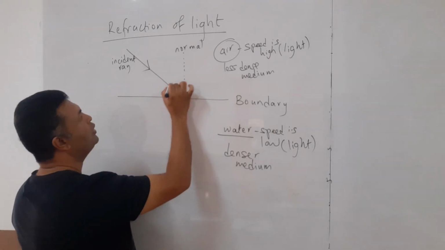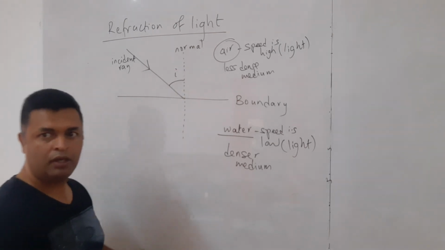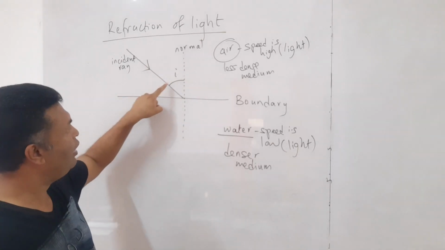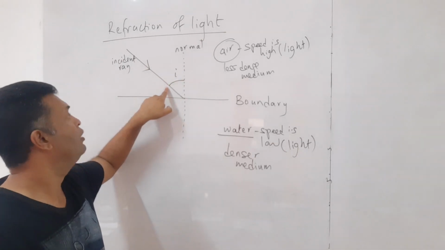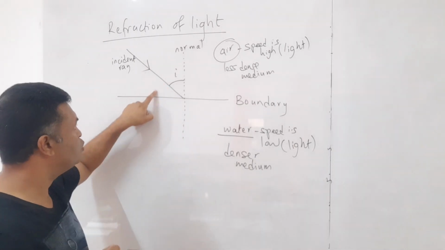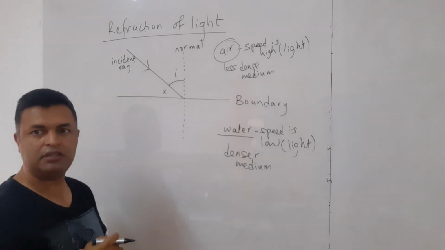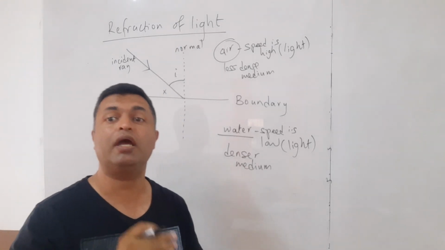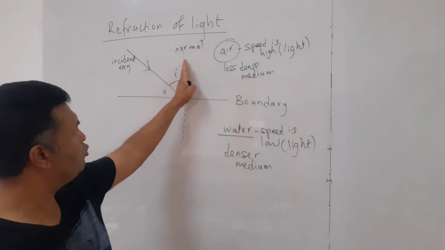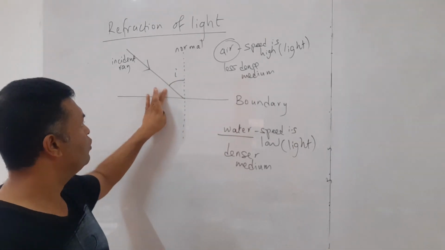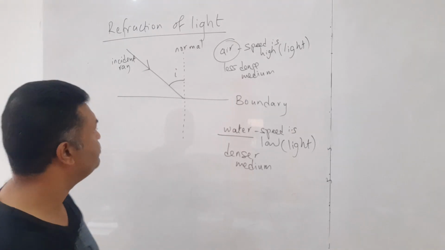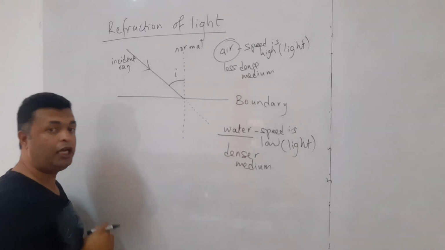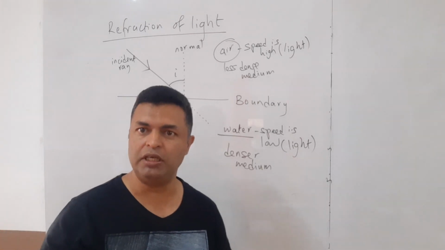Now this is called the incident angle i. Be careful: the incident ray and the normal are here, and the angle between these two is the incident angle. This other one is not the incident angle, because the angle is always measured between the incident ray and the normal. Now, the ray was supposed to go straight like this if there was no change in the medium.